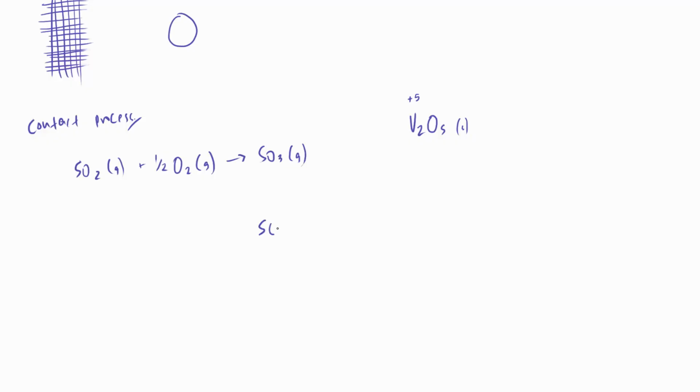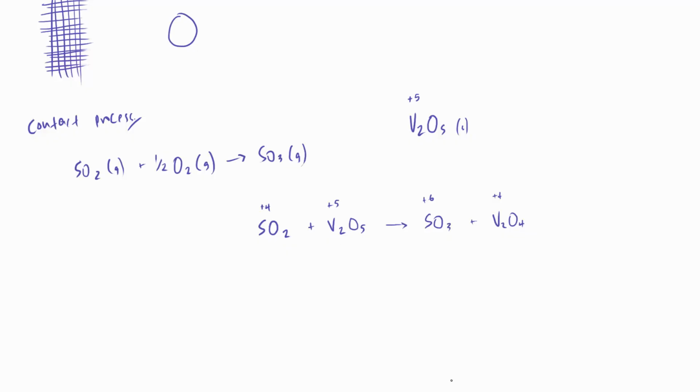So the first step is our SO2, and I'm going to ignore state symbols because I'm a terrible person. Gas and solid react to produce SO3, and we end up with this different form of vanadium oxide. My sulfur here is +4, it's been oxidized to +6, and in doing so the vanadium at +5 has been reduced to +4. This highlights, as I said before, the variable oxidation states, in this case vanadium.